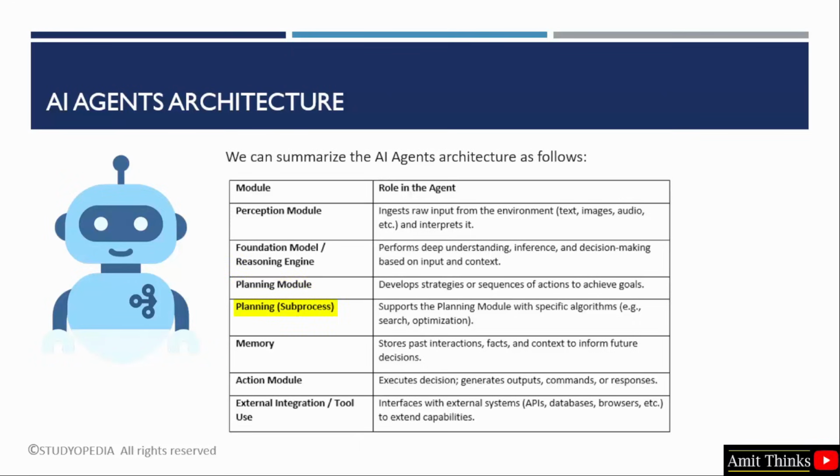The planning supports the planning module with the specific algorithms. The memory stores past interactions. The action module is used to execute decisions, whereas the external integration interfaces with external systems like APIs, databases, browsers, etc. Obviously, when we talk about external integration, it is used to extend capabilities. In this lesson, we saw what is the architecture of AI agents. We covered all the components with a figure to understand the concept thoroughly.